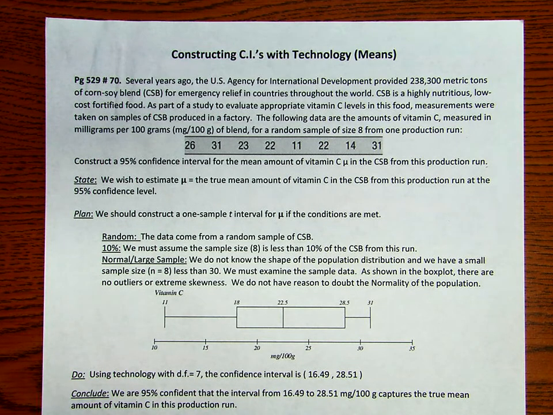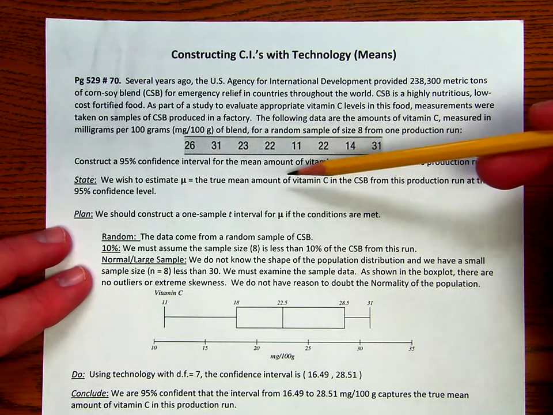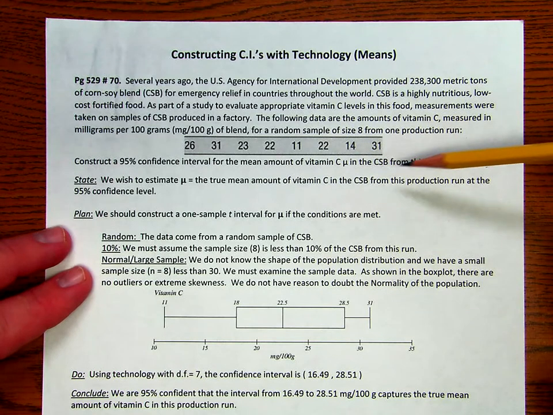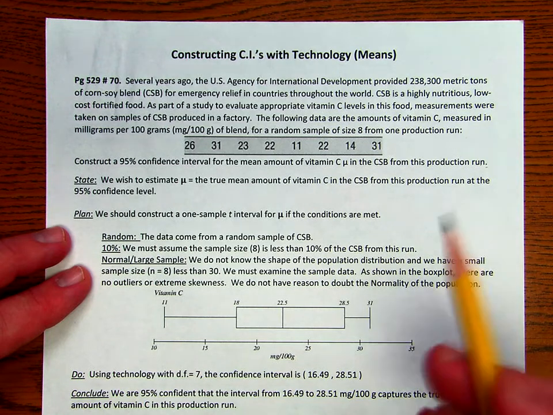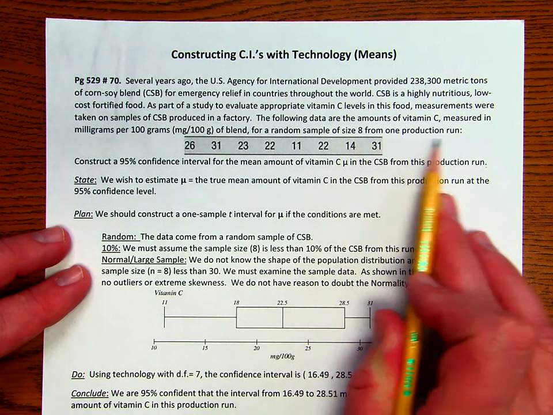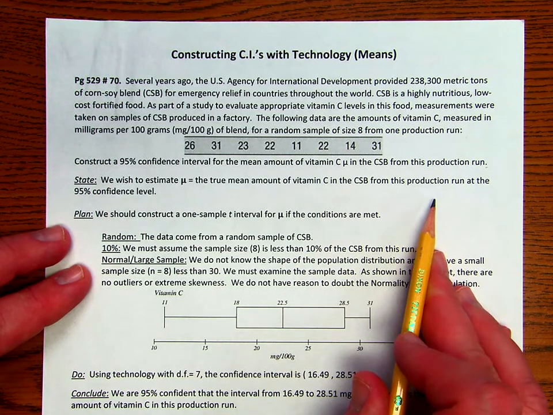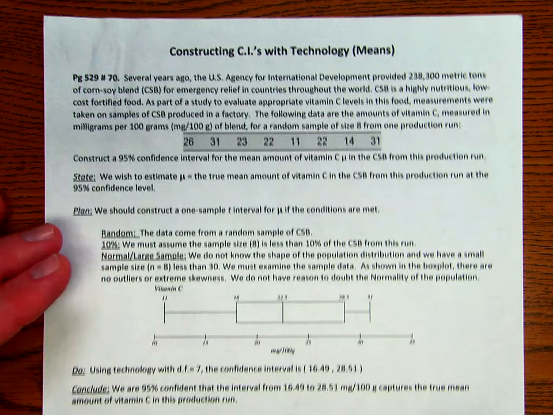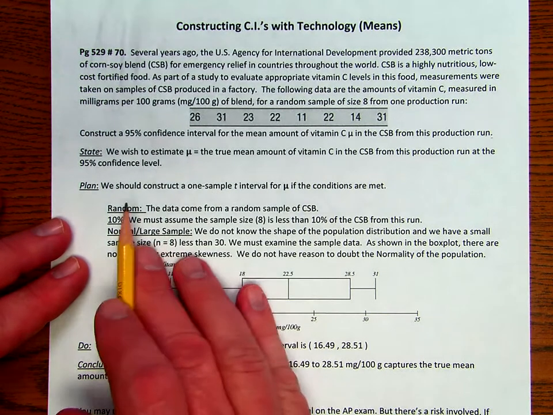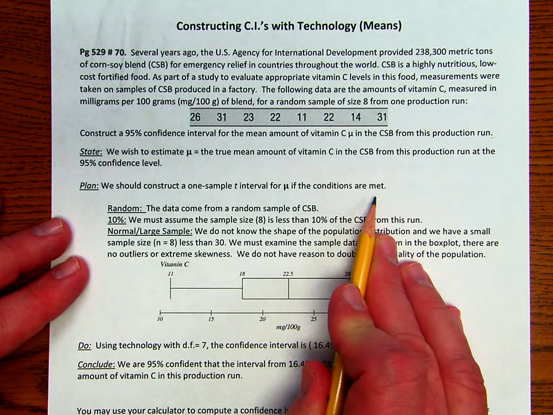Okay, now on to the 4-step process. We wish to estimate mu, the true mean amount of vitamin C in the CSB from this production run at the 95% confidence level. Detail here, we're only sampling from one production run, so we can only make a statement about that one production run. You can't extrapolate beyond what you sampled from. How are we going to accomplish that? We're going to construct a one-sample T interval for mu if the conditions are met.